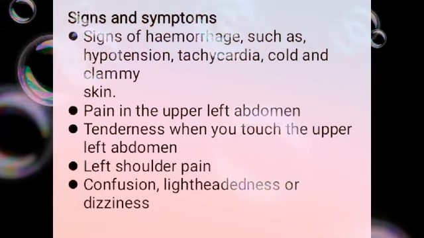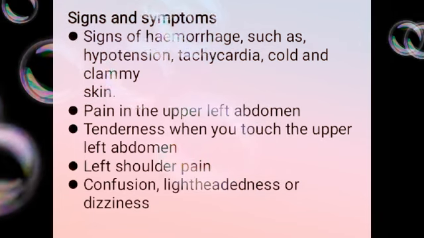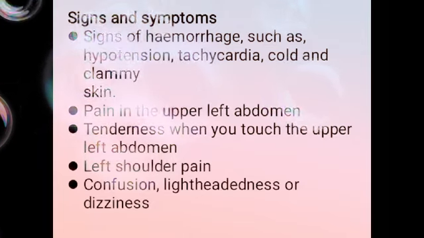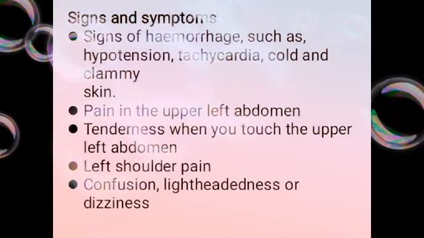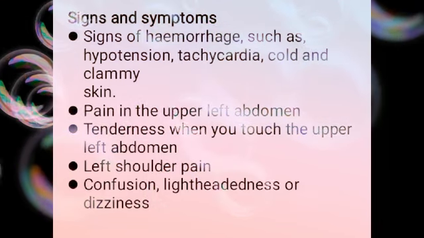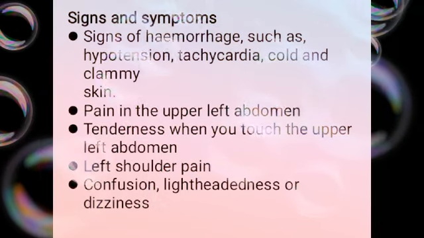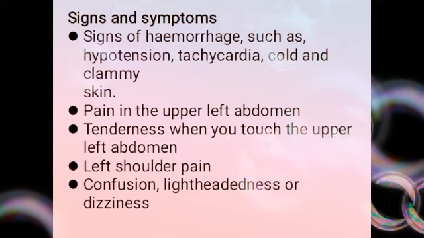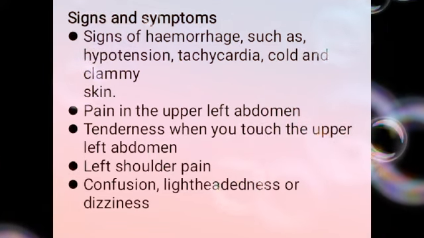Tachycardia will be the increase of the heart rate, so as to try to compensate for the loss that has been incurred, to try to send the nutrients and the oxygen to the vital organs. And cold and clammy skin will come as a result of the reduced blood flow within the skin itself. There will be pain in the upper left abdomen, where we find the spleen.